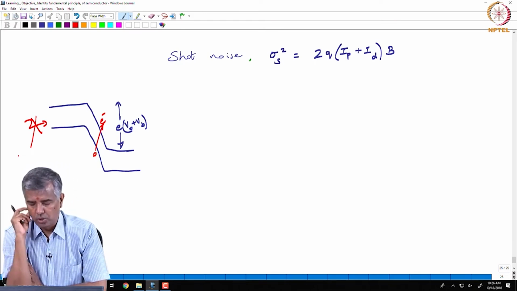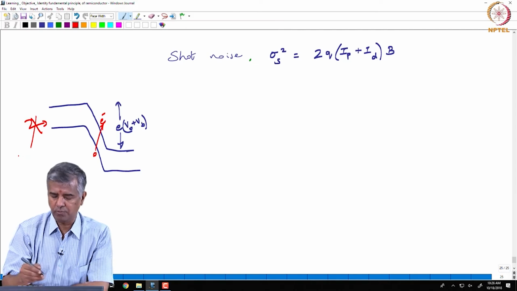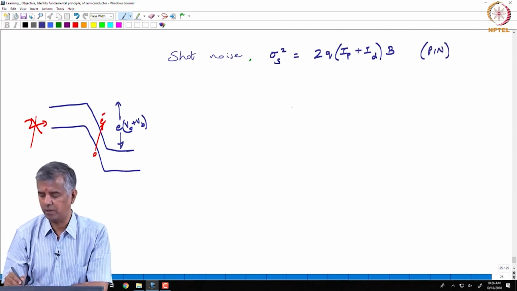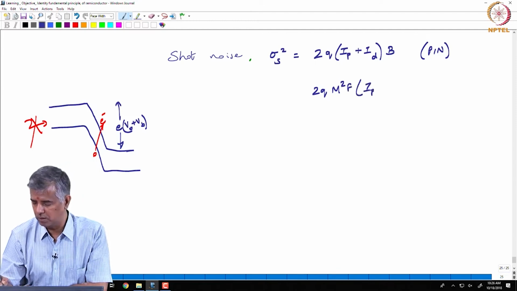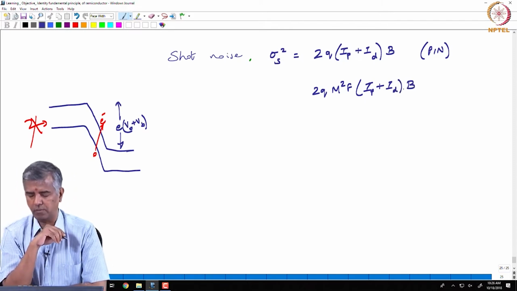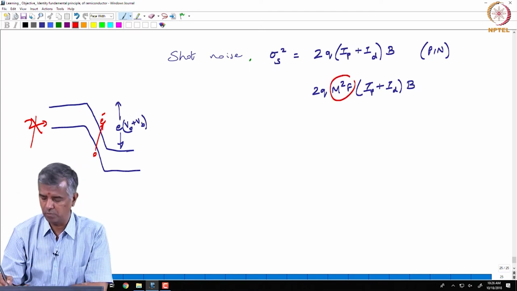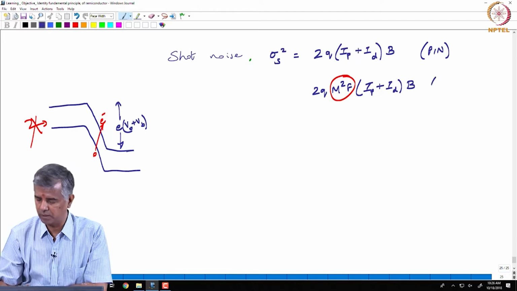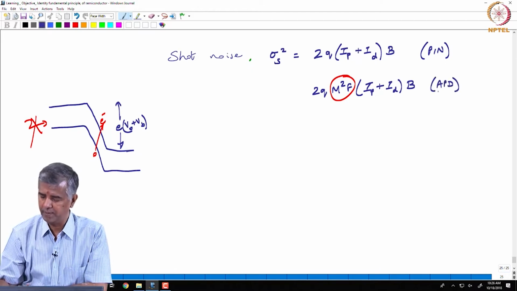So, you have this sort of an expression for your PIN photodiode, and when it comes to an APD photodiode, your total noise is going to be something like this. There is a factor m square multiplied by F that comes about in an APD.